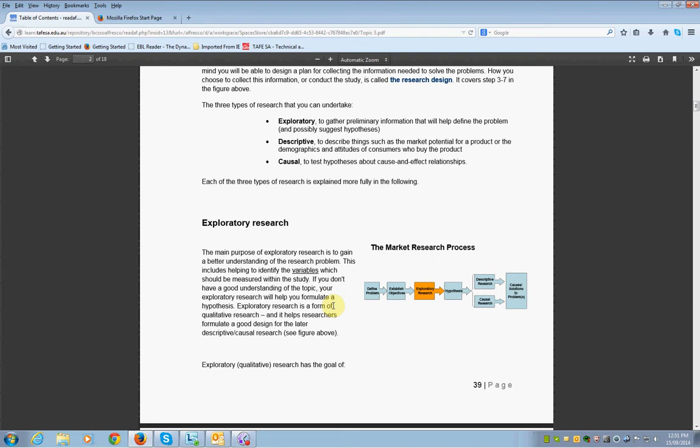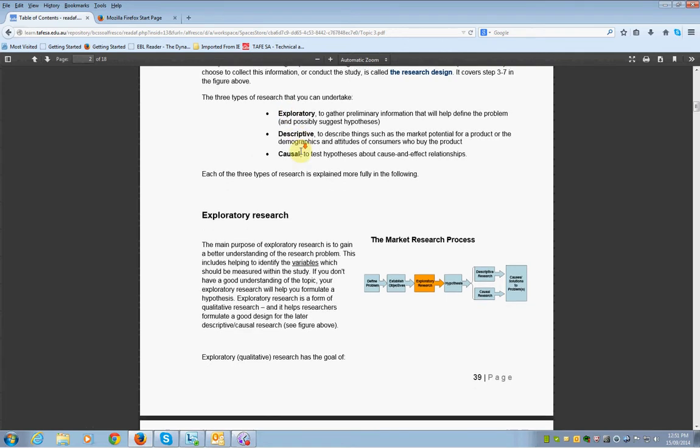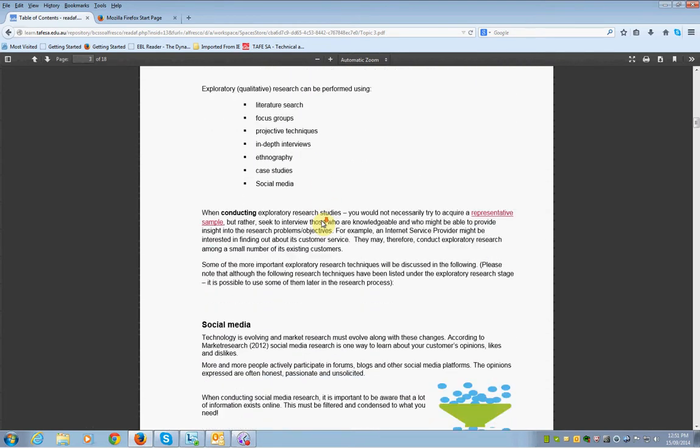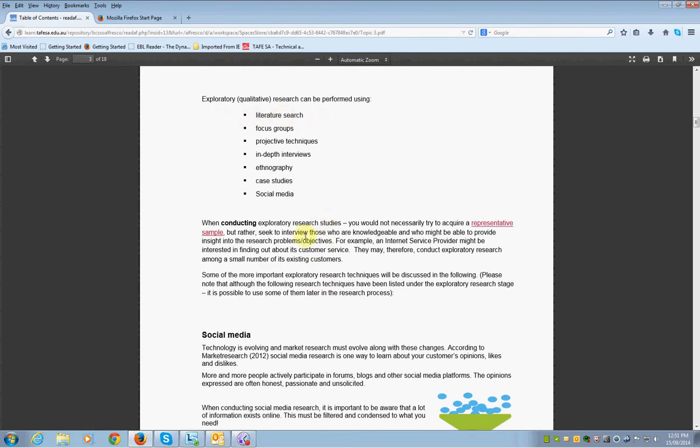Exploratory research is basically research that we conduct by looking around. It's a very flexible form of research, and it comprises a number of different techniques. The most common ones are listed here. It involves a literature search that all of you as external students need to actually use. It could also involve focus groups, projective techniques, in-depth interviews, observations, case studies, and/or social media.